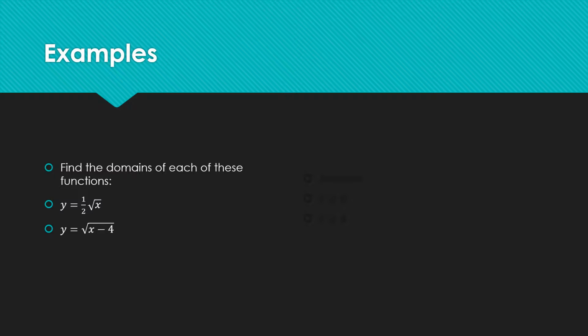Here are some examples for you to try. Pause the video at this point to give yourself a chance to try them on your own. Here are your answers. x can be greater than or equal to 0 for the first one, and x has to be greater than or equal to 4 for the second one.